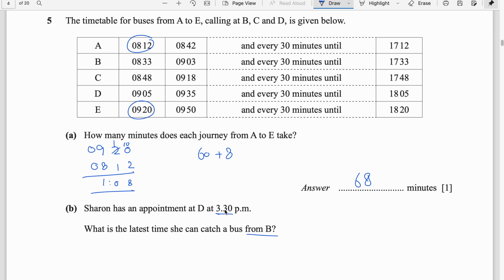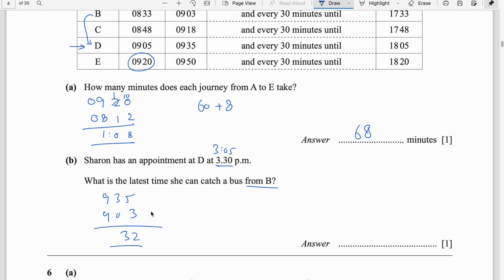Okay, appointment at 3:30. So we see that it is 9:05, 9:35, and so on. So the closest time, it is 30 minutes each: 9:35, then 5, then 35, then 5, then 35. So it has to be before 3:30, so it would be 3:05. And to reach there at 3:05 from B, you need 9:35 and 9:03. So the difference is 32 minutes. So she needs to be 32 minutes earlier. So she catches 32 minutes before 3:05 because she can't reach at 3:30 otherwise.